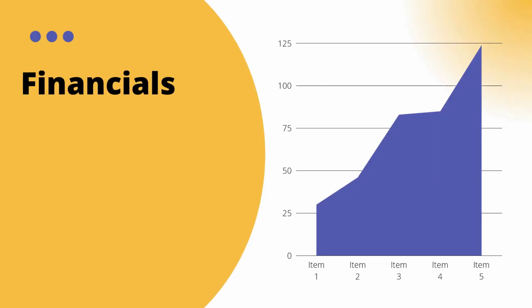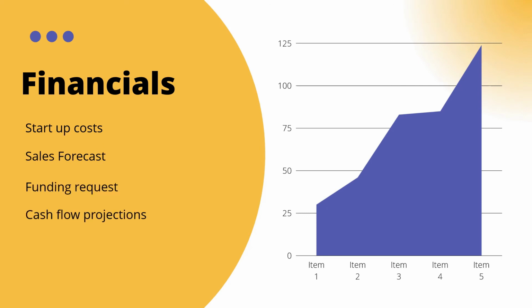And the last but not least is talking about your financials. This is the part that I really love because I loved crunching the numbers and really analyzing them. So in your financial section, you need to talk about four key subjects. One is your startup costs, your sales forecast, the funding request that you have, and your cash flow projections. It's also good to include your income statement as well.